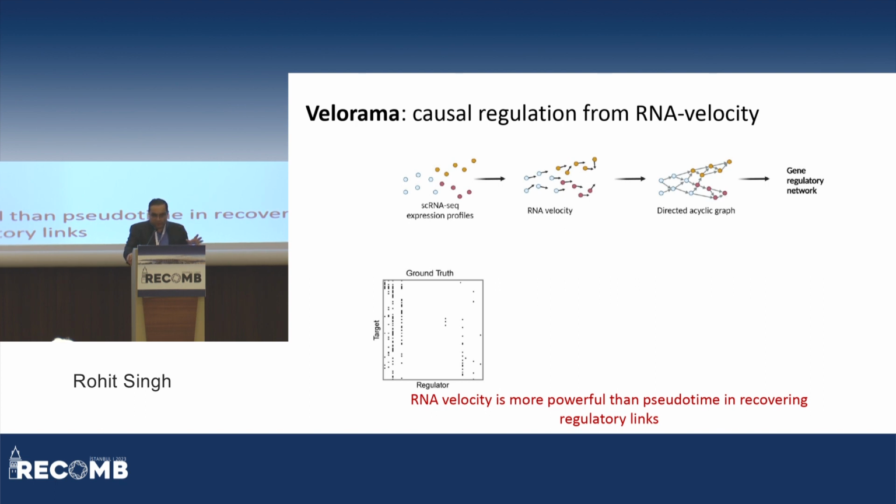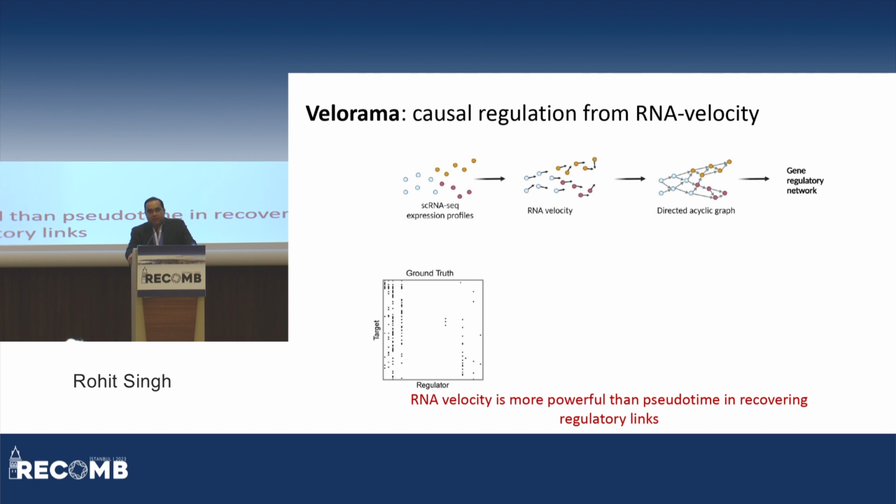And I'm going to show you some results, but I want to give you some sense of what things look like and why RNA velocity is powerful. So this is synthetic data from Sergio. And here, each dot essentially indicates that regulator is interacting with that target. And so from the synthetic data, you can simulate transcript counts, you can do pseudotime analysis, and this is Velorama on that data, and it does quite well. I'll show you actual numbers later.